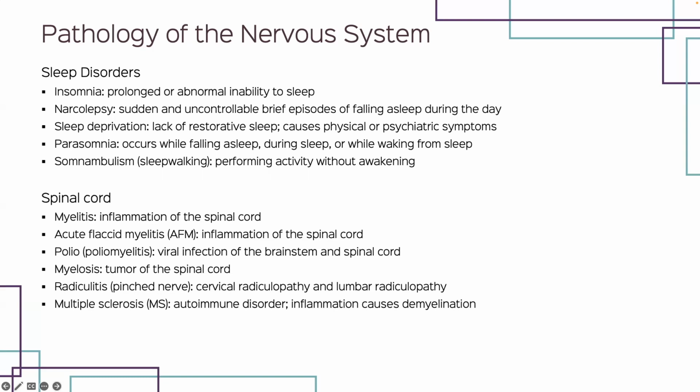And then some of the spinal cord pathologies, you've got poliomyelitis or polio, which is that viral infection of the brainstem and the spinal cord. MS or multiple sclerosis, another autoimmune disorder, and it causes demyelinization from that inflammation.